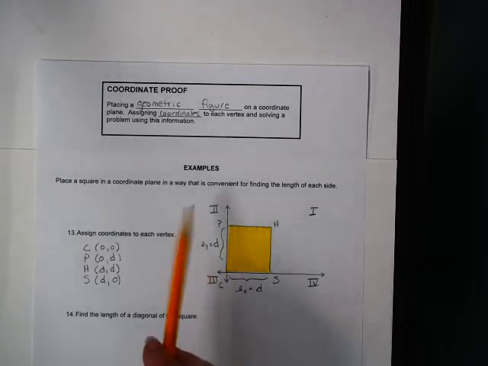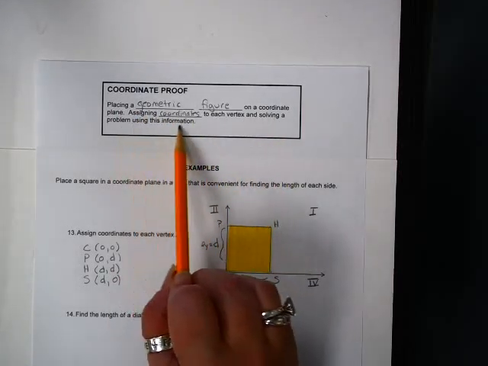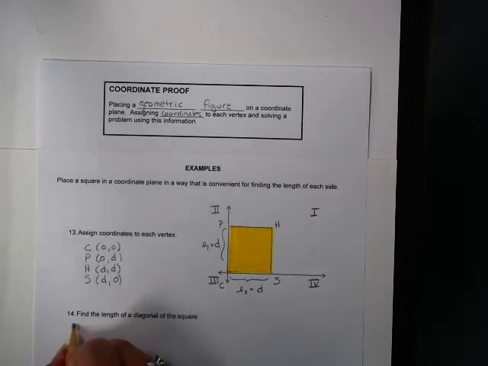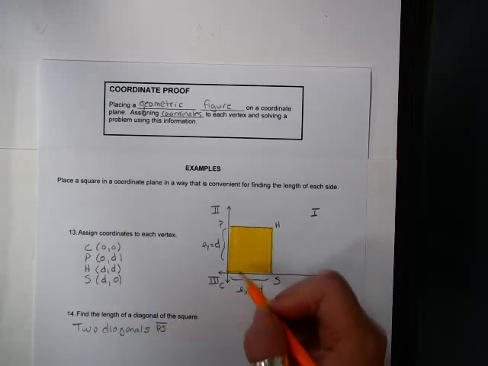Okay, so now it says assigning coordinates to each vertex, and solving a problem using the information. So the next one says find the length of the diagonal of a square. Okay, there are two diagonals. There's PS and there is CH.